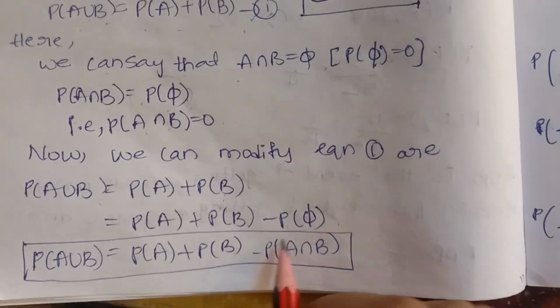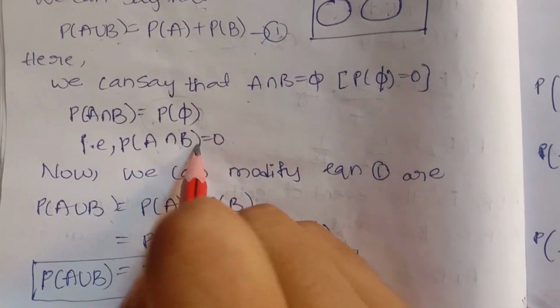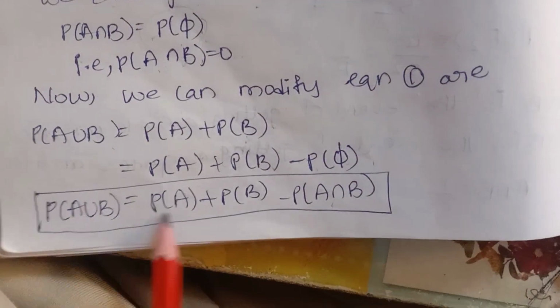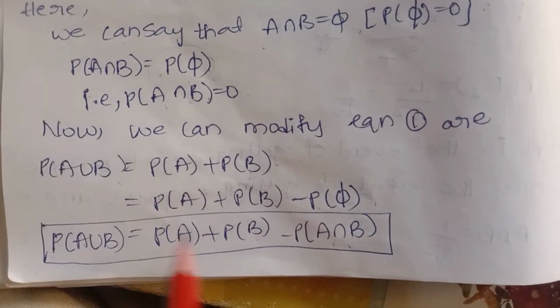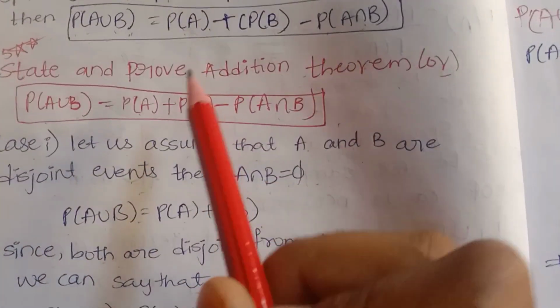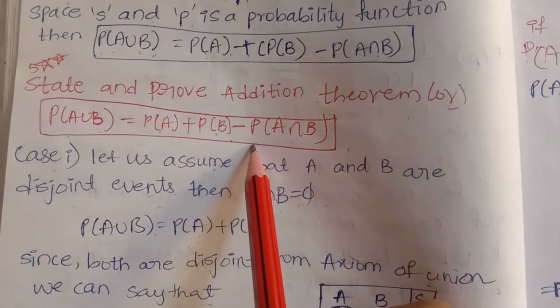So we can write phi as A intersection B. So P of A plus P of B minus P of A intersection B. LHS and RHS are satisfied. So this is the proof of the addition theorem in case 1.